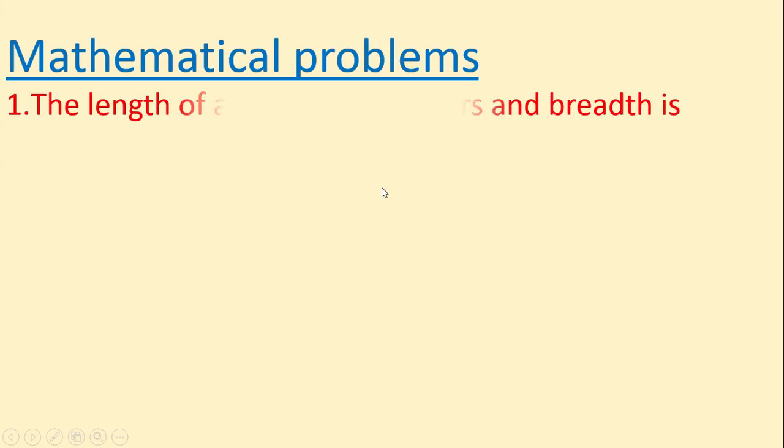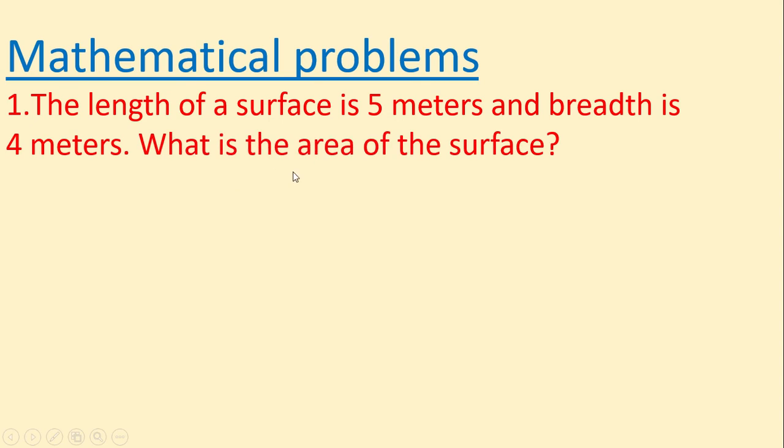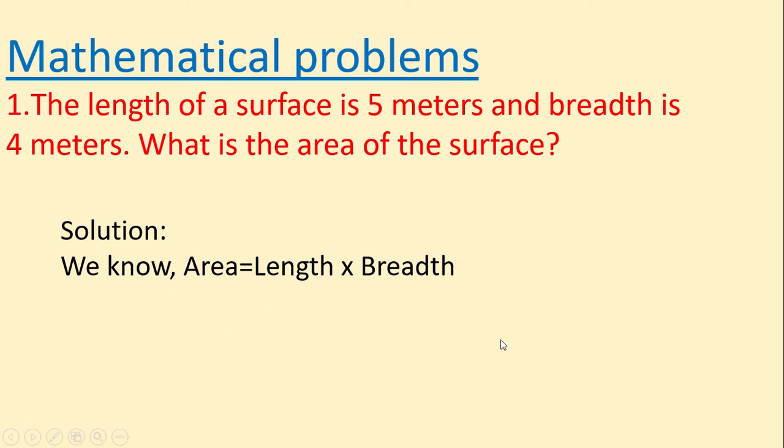Mathematical problems. Today I am going to show some mathematical problems. Number 1, the length of a surface is 5 meters and breadth is 4 meters. What is the area of the surface? Very easy math, and this type of math you have already done in class 5, that means in your previous class. So you have to find out the area of the surface. The formula for finding area is what? Area equals length into breadth.